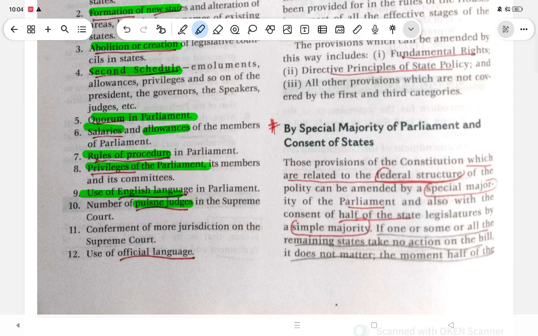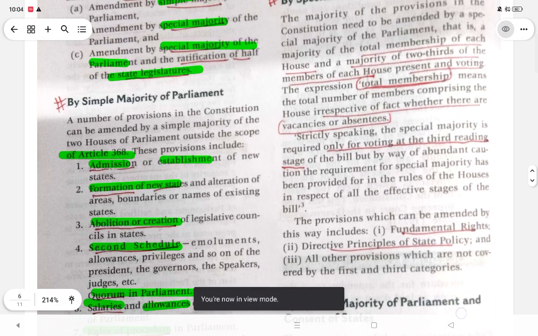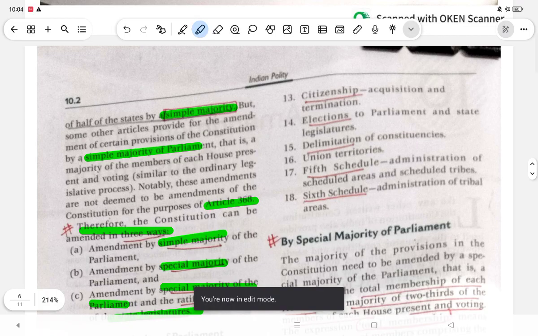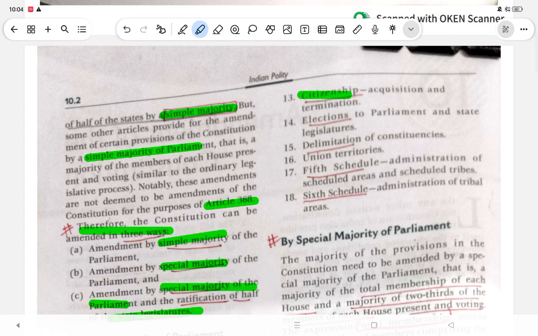Eleventh, conferment of more jurisdiction on the Supreme Court. Twelfth, use of the official language. Thirteenth, citizenship, acquisition and termination. Fourteenth, elections to Parliament and state legislatures. Fifteenth, delimitation of constituencies.